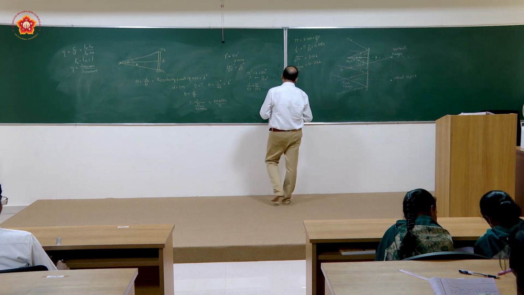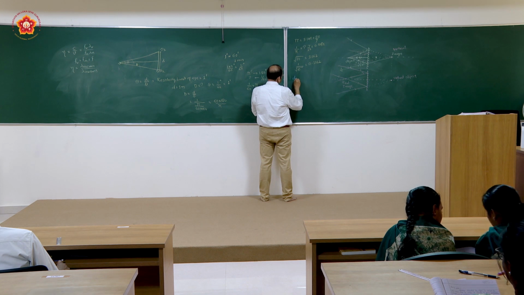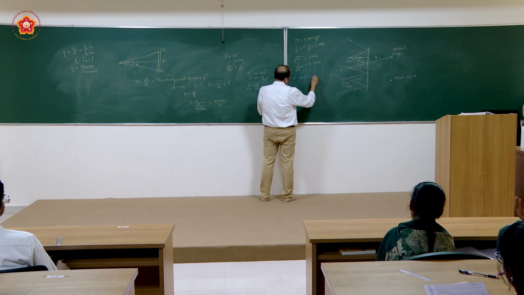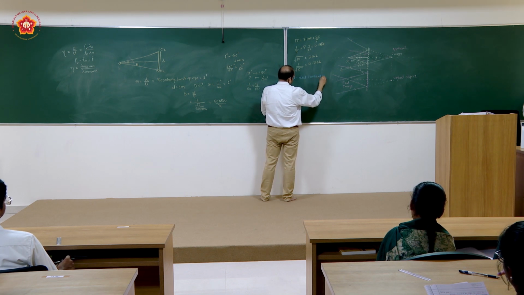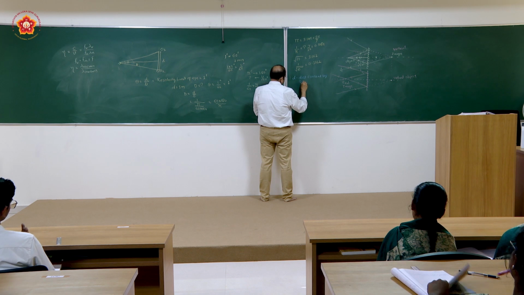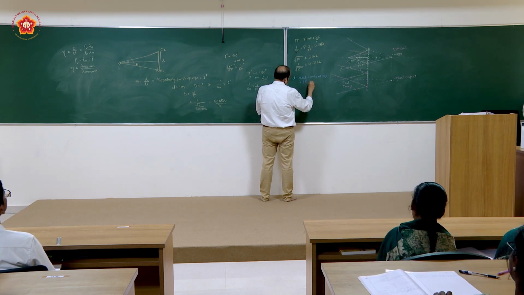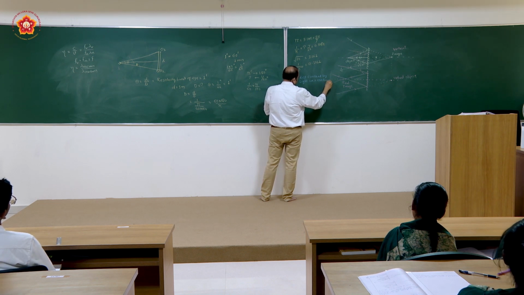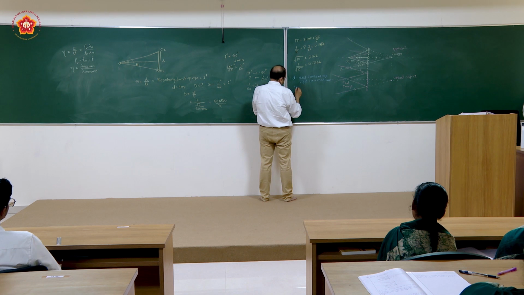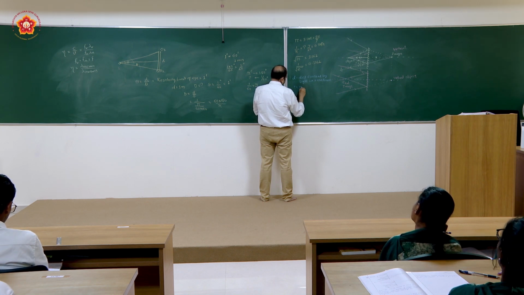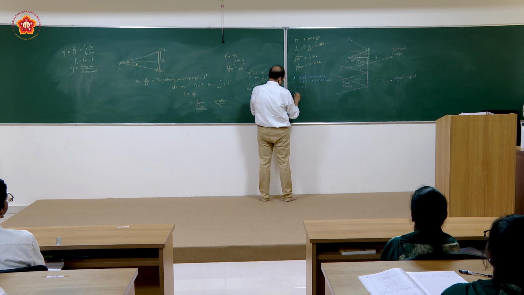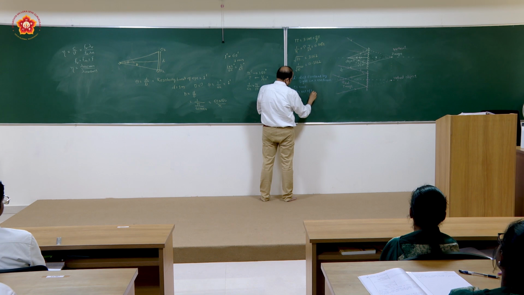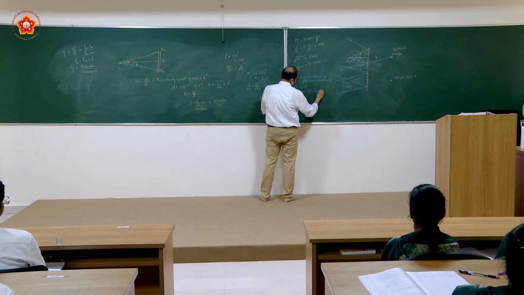Suppose you are having D as the distance covered by light in a medium, T is representing the time, V is representing the velocity of light in a medium.